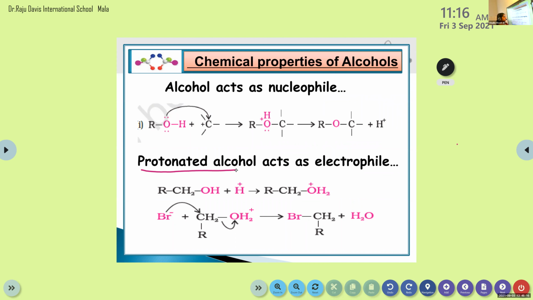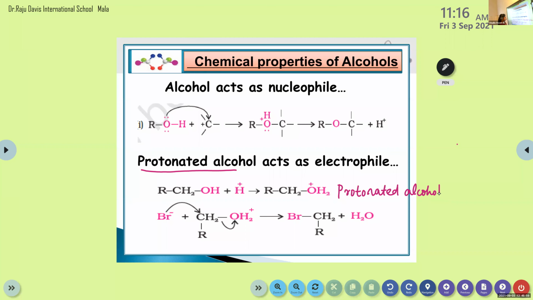So here the first step is RCH2OH, that's one alcohol, right? Then an H plus ion is added, and it will become RCH2OH2 plus. This one is protonated alcohol. One proton is added to alcohol, that is protonated alcohol. And this protonated alcohol will act as an electrophile. Electrophile means they are always electron loving or negative charge loving.